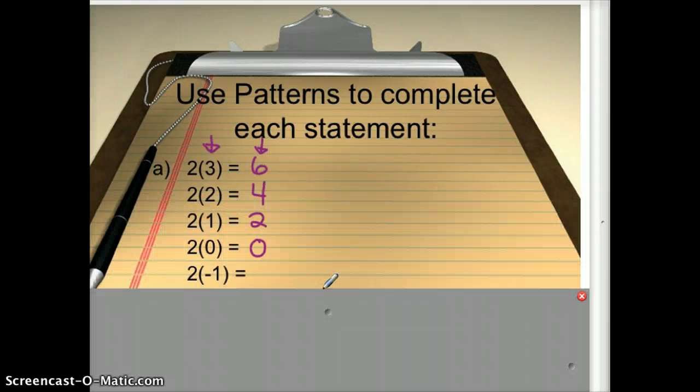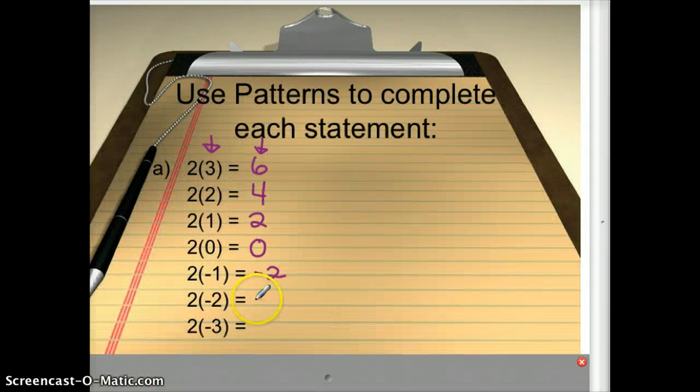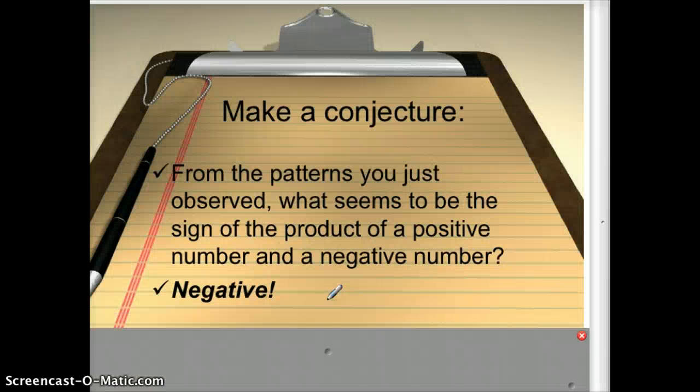Okay, so next, if I keep that pattern, 2 times negative 1 and my answer decreases by 2, I want you to think what it should be, and it should be negative 2. If I keep going, 2 times negative 2 should be negative 4, followed by 2 times negative 3 is negative 6. What I want you to notice here is something about the signs of your number. Just from the pattern we just observed, what seems to be the sign of the product of a positive number and a negative number? So if you multiply a positive number and a negative number, what kind of answer do you get? I hope you said a negative answer.